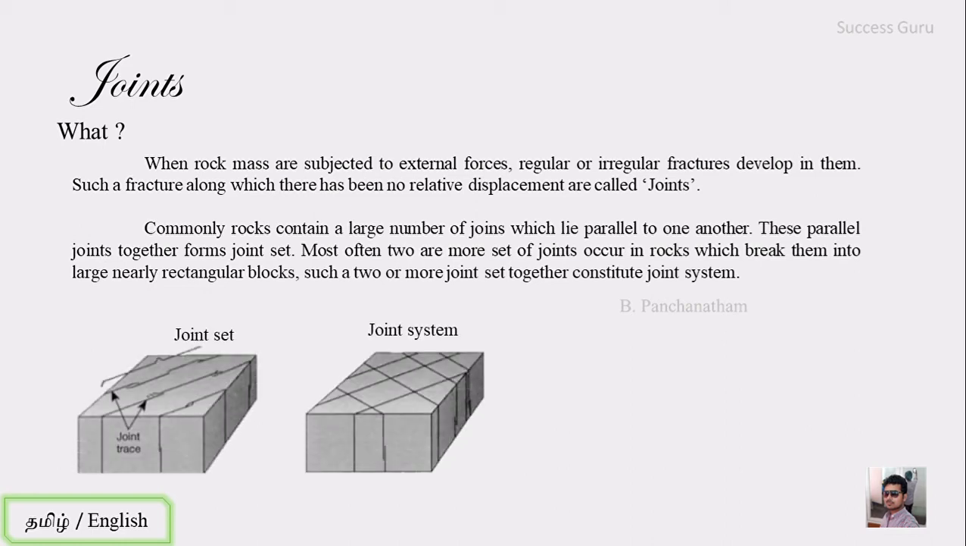And this is the image: parallel joints together form the joint set, and two or more joint sets together form the joint system. These are the symbols used in a map to denote joints. The first one is the inclined joint, where this line indicates the strike direction of the joint and this indicates the dip direction. The second one shows a vertical joint, where this line indicates the strike direction, and the third one is a horizontal joint. So these are the symbols used in a geological map to denote a joint.